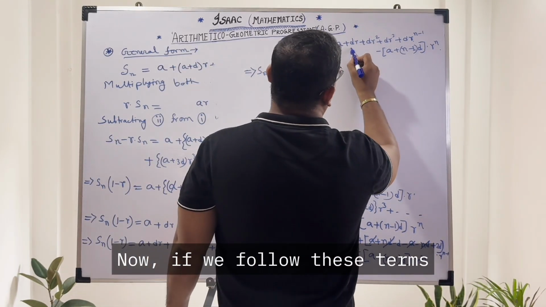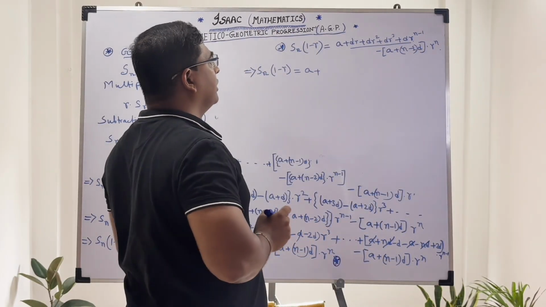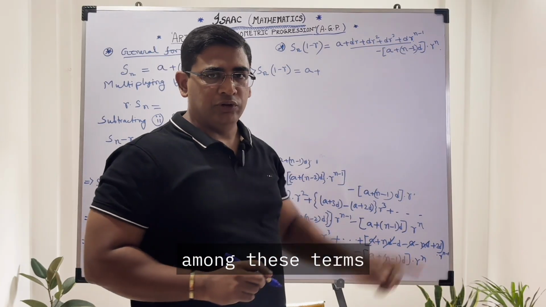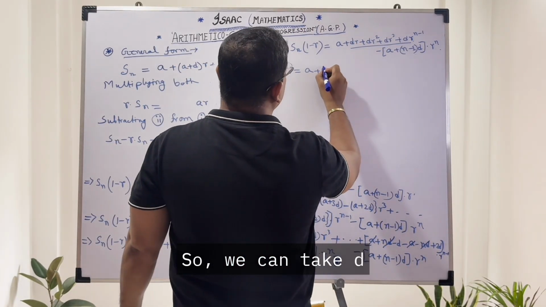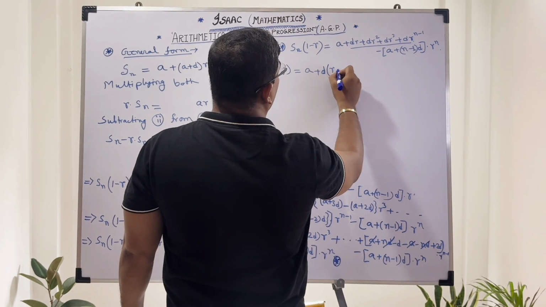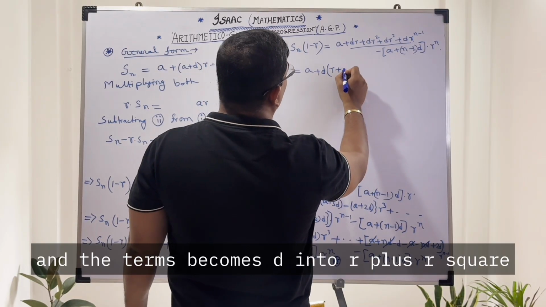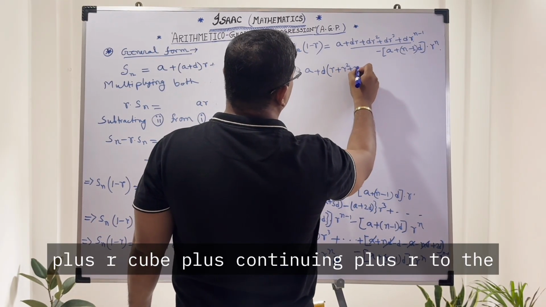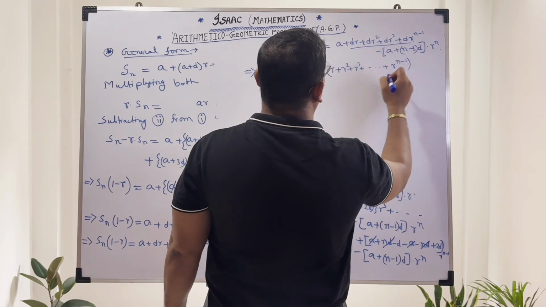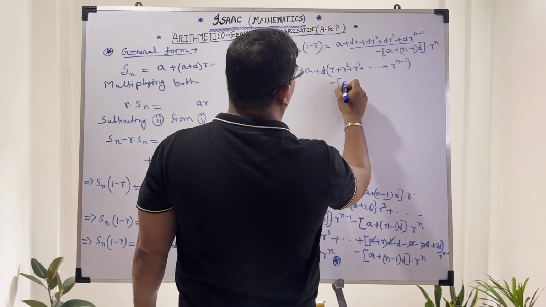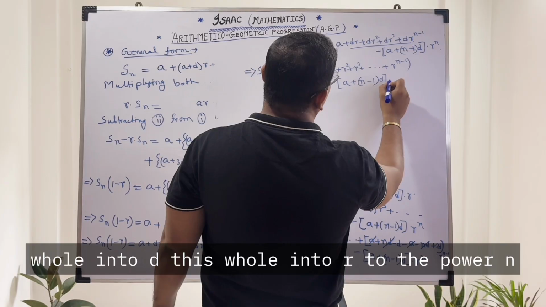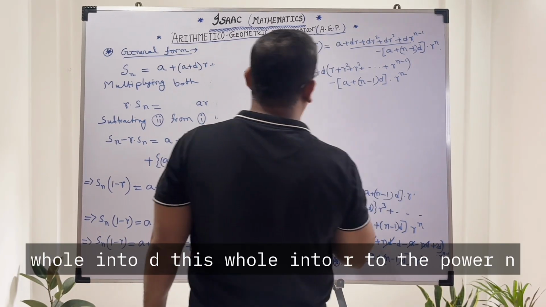Now if we follow these terms, then d is the common factor among these terms. Okay. So we can take d as common from these terms, and the terms becomes d into r plus r square plus r cube plus continuing plus r to the power n minus 1 minus of a plus n minus 1 whole into d, this whole into r to the power n.